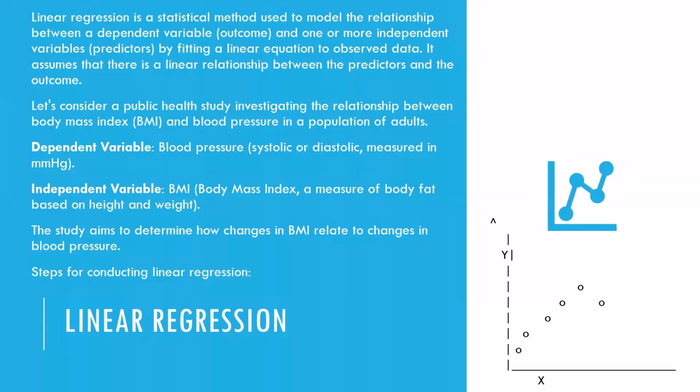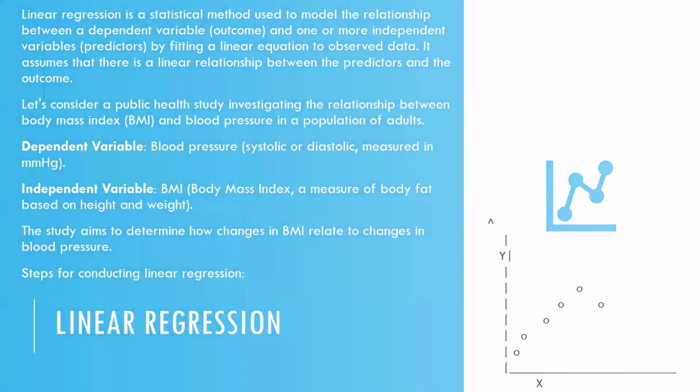Next is linear regression. The difference between a correlation coefficient and linear regression is that now you are identifying a dependent and an independent variable. But in linear regression, you're still implying that both of these are continuous variables. So in this example, we can do a linear regression between systolic or diastolic pressure and the body mass index, and the purpose is to determine the relationship between these two variables.